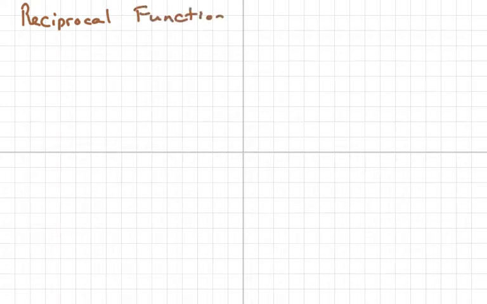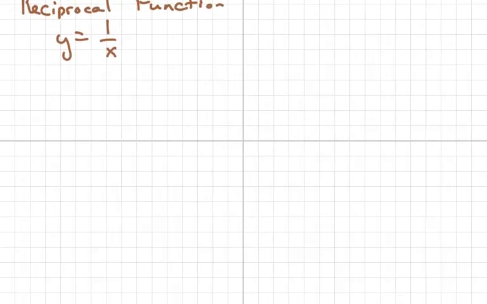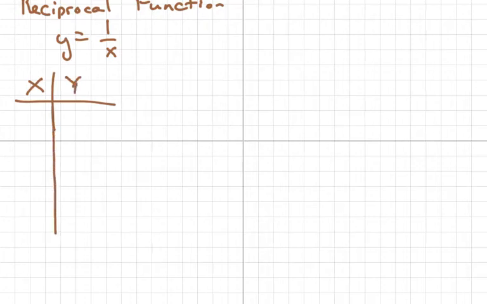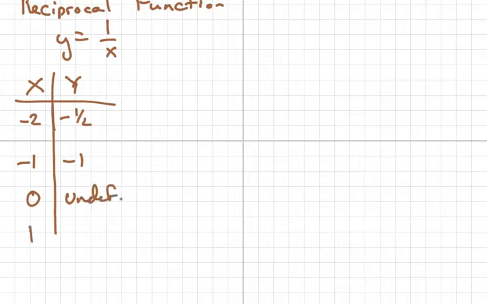And the reciprocal function is y equals 1 over x. And with this one, if we plot points, this one's really interesting because if I go x, y, if I plug in -2, I get -1/2. If I plug in -1, I get -1. If I plug in 0, I actually get undefined. Can't do it. If I plug in 1, I get 1. And if I plug in 2, I get 1/2.